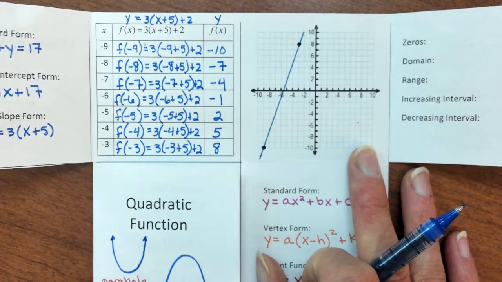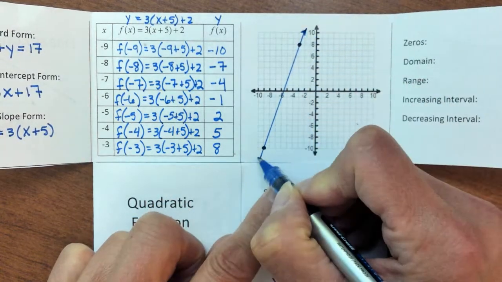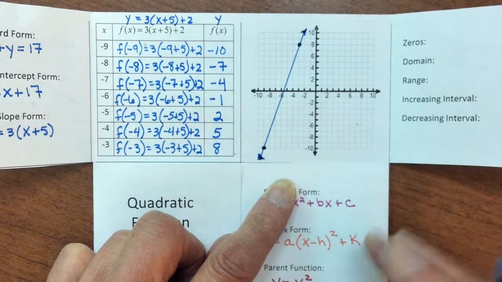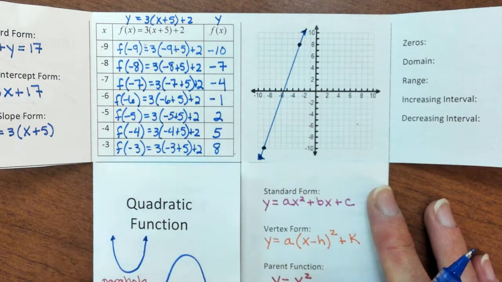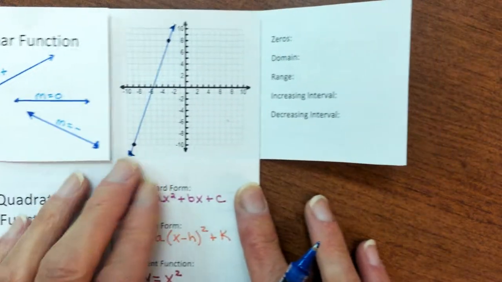And I'm going to make sure that my line is taking up the space of the graph. Okay, so I don't need this left side anymore. I am simply going to look at this right side.